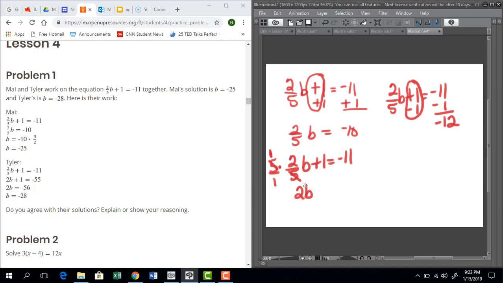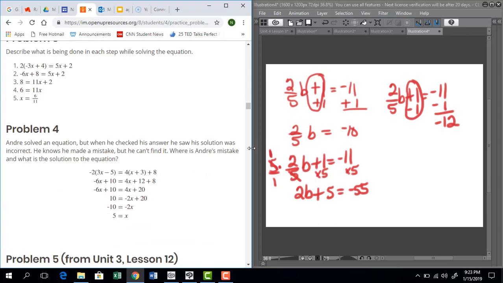And remember, whatever I do to one term, I have to do to every single term. So that means I would have to multiply this by 5 too. So I have to do times 5, and I would have to do times 5 to this term. So that will leave me with plus 5 equals negative 55. And that's the mistake that Tyler made, because he did not multiply that 1 by 5. He only multiplied the 2/5 and the negative 11, but he didn't multiply the 1 by 5 as well. So both of their solutions are incorrect for that reason. All right, the next one.